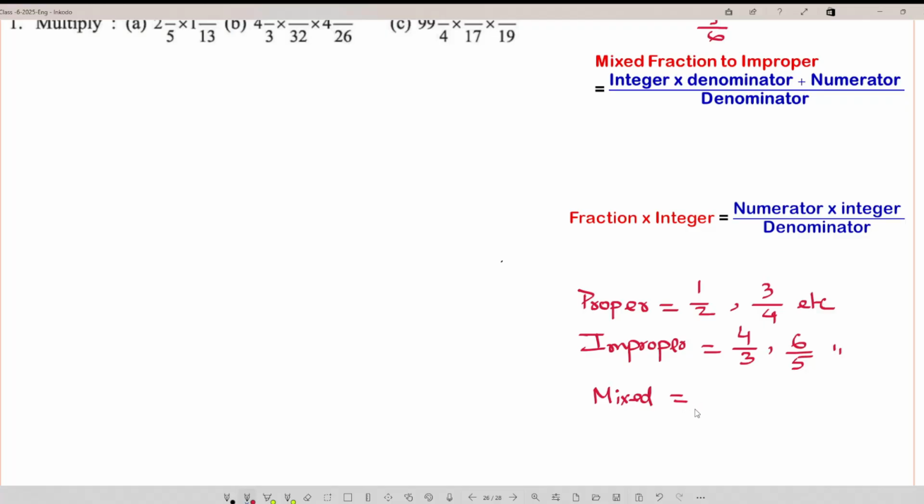which is an integer and a proper fraction combined. Like this is an improper fraction, 4 by 3. This 4 by 3 we can write like this: once we divide 4 by 3, here is 1, here is 3, 1 times 3 is 3, so 4 minus 3 is 1. So this 4 by 3 we can write as 1 1 by 3. Okay, so this is a basic thing.